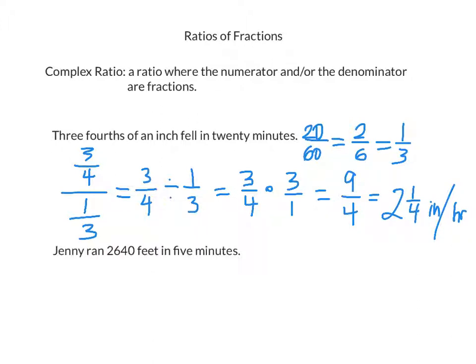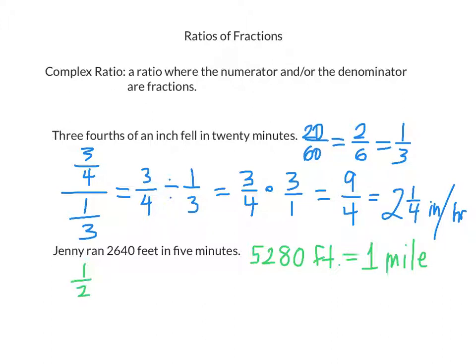So if Jenny ran 2,640 feet in 5 minutes, well, we can turn that into a complex ratio. I picked 2,640 feet because that's half of 5,280. So you need to know that 5,280 feet equals 1 mile. So 2,640 is half of that. So we're going to find out how many feet per minute she runs. So 1/2, well, that's miles. Actually, we're going to find out how many miles per hour.